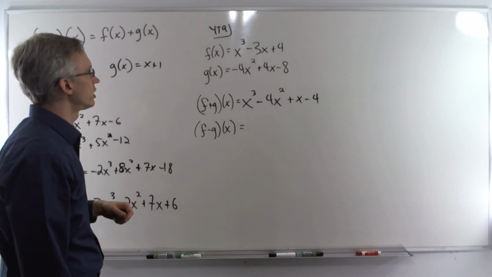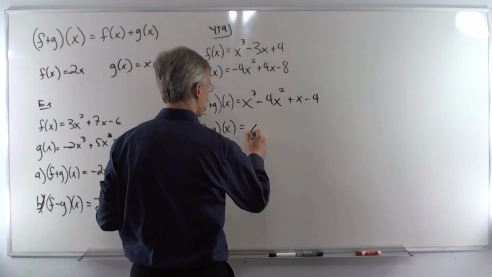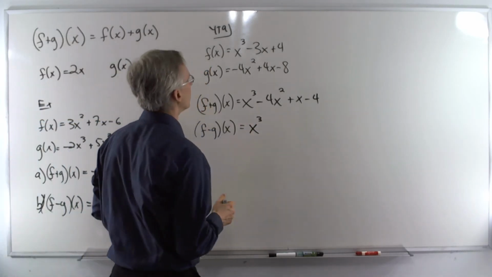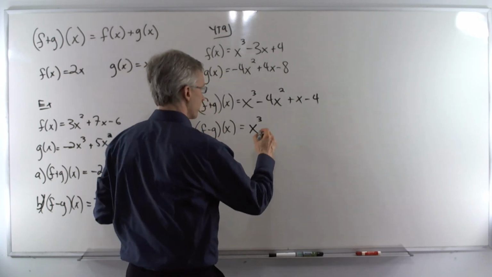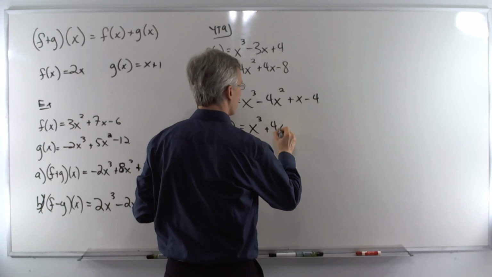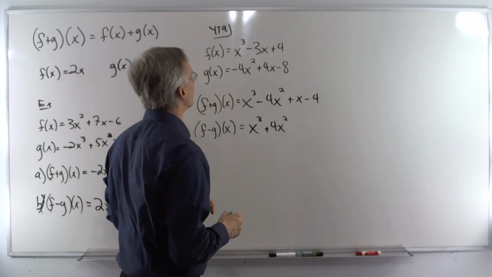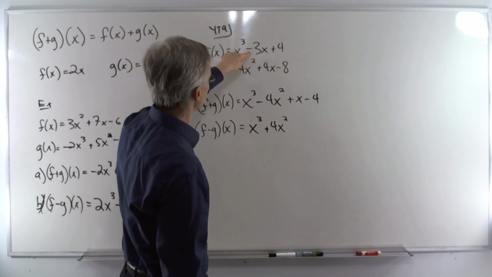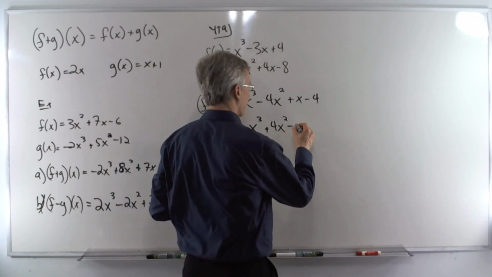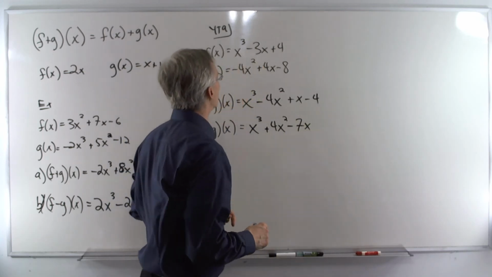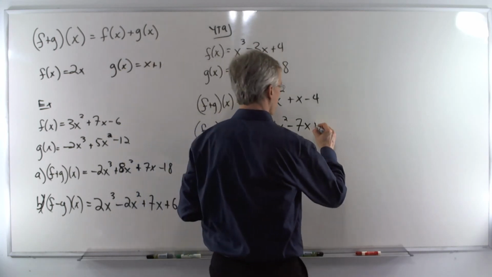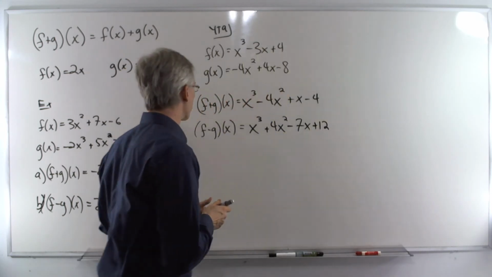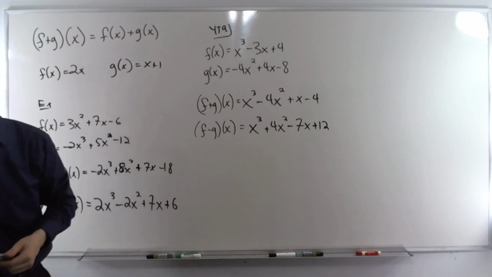For f minus g, still going to have x to the third term. Now we're taking 0 minus negative 4, so that's going to be positive 4x squared. And now we got negative 3x minus 4x, that's negative 7x. And finally, 4 minus negative 8, that's 4 plus 8, or 12. So there is f plus g of x and f minus g of x.